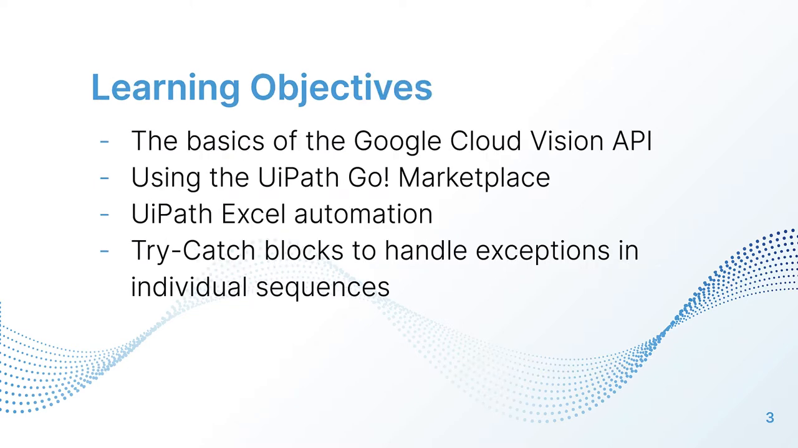Our learning objectives include learning the basics of the Google Cloud Vision API and using the UiPath Go Marketplace. We also will review the Excel automation as well as the try-catch activities. I will introduce more details about the Google Cloud Vision API and the UiPath Go Marketplace.